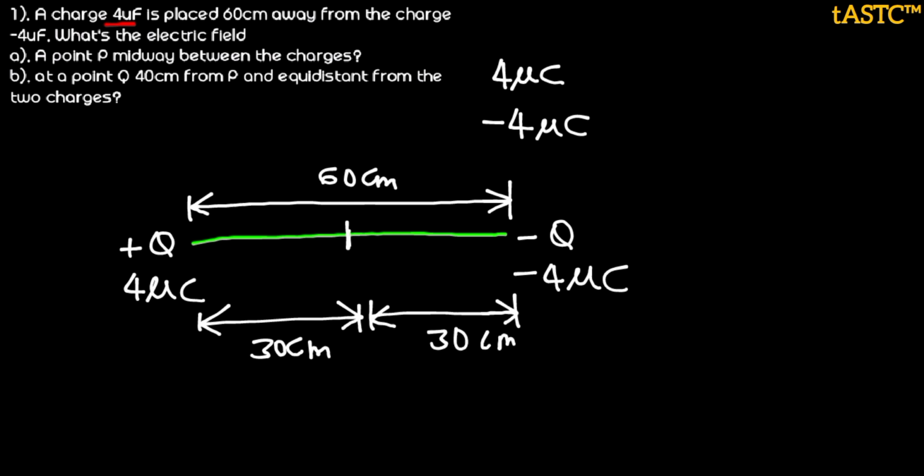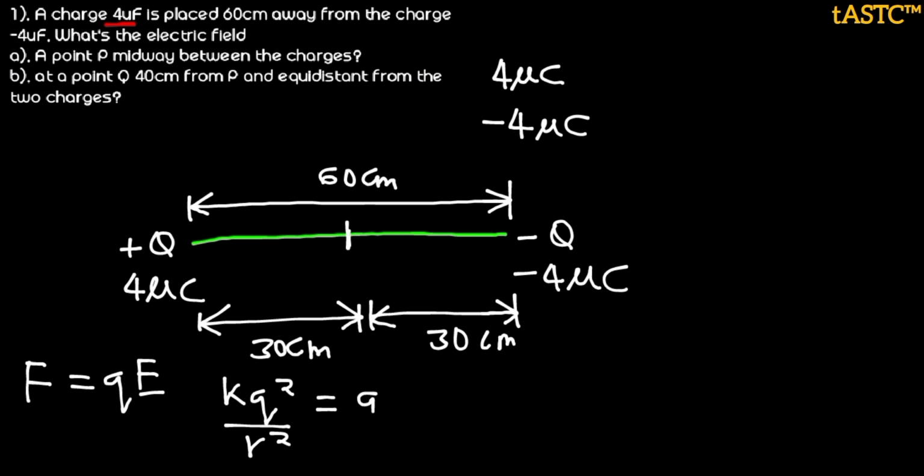So this is what you got. We need to find the electric field. Now we know that the electric force is given as Q multiplied by the electric field. Now what is electric force? Electric force is basically given as K Q1 multiplied by Q2. In this case I'm just going to say Q squared, that is two charges, divided by R squared. Now on this side we're going to have Q multiplied by E. So this is what we got.